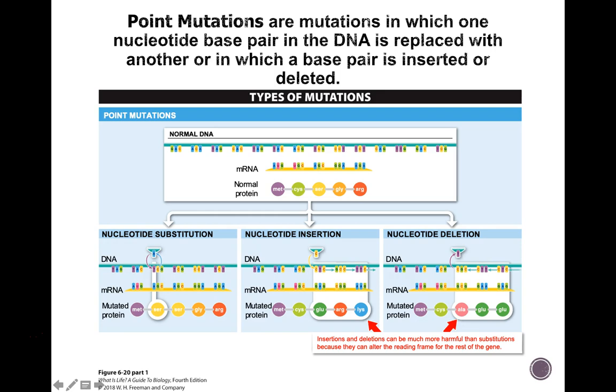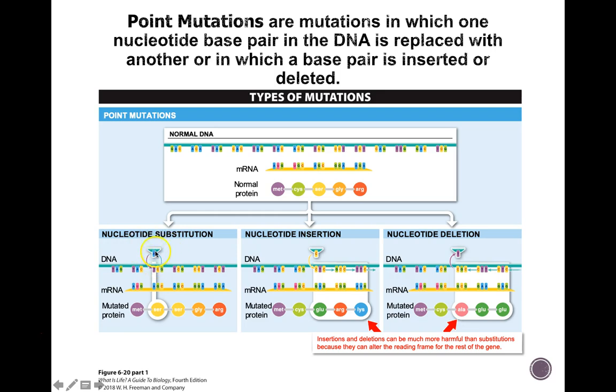So let's look at these different types of point mutations and see what happens. So the first is a substitution. This can be any change. It can be an adenine to a thymine. It could be a cytosine to a guanine. It can be a purine to purine, or pyrimidine to pyrimidine, or a purine to pyrimidine. Any combination that changes the base pair in the sequence.